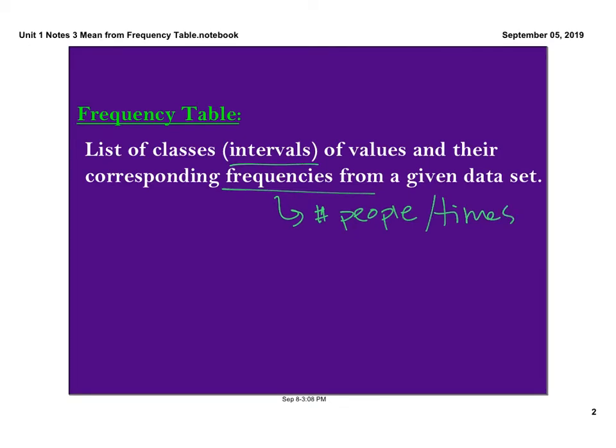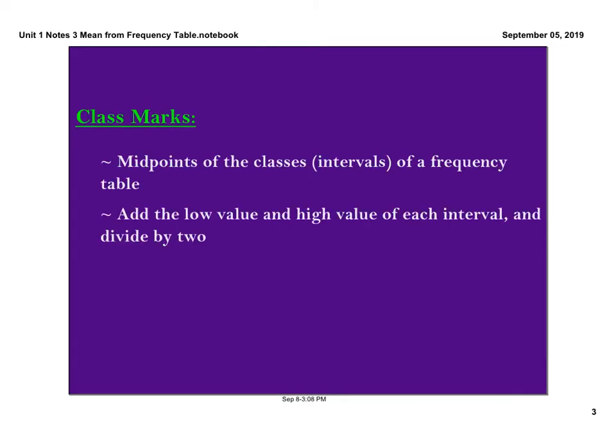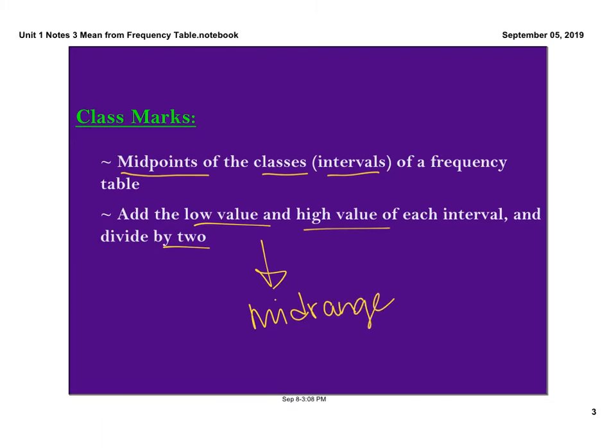Okay, so then from the frequency table, we get what's called the class marks. And this is what happens when we have an interval that we're working with. So the class marks come from the midpoints of the classes. So for each interval, we need to find the midpoint. The way we do that, it's the same as finding the mid-range: low value plus high value, and then divide by 2. So it's finding the mid-range of each interval.